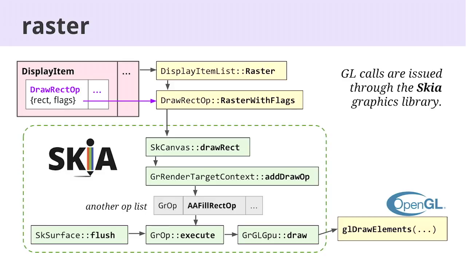Skia is open source and maintained by Google. It ships in the Chrome binary, but it lives in a separate code repository. And it's also used by some other products, such as the Android operating system.